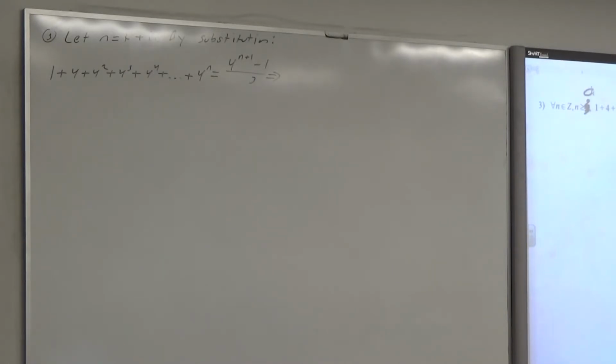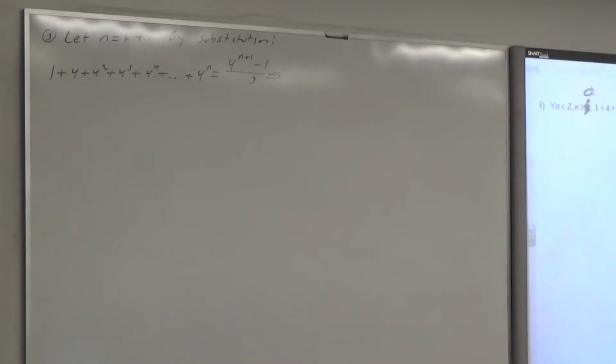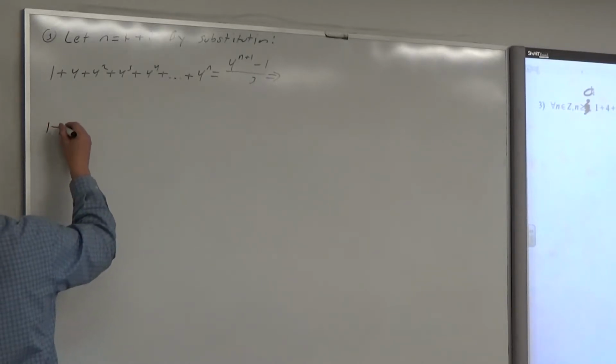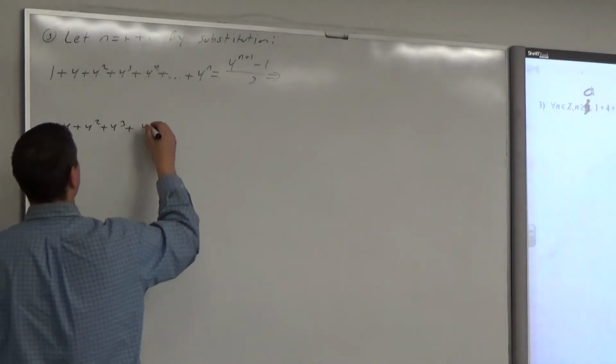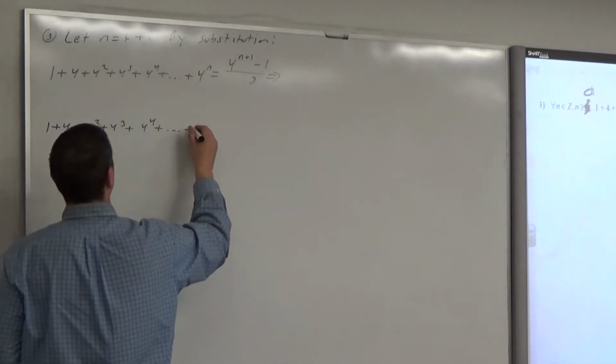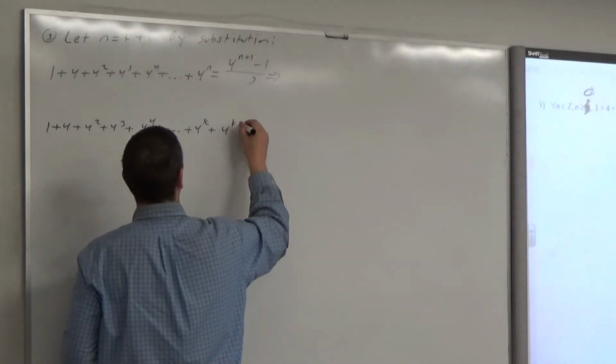Okay. So, does somebody think they might know what this is going to look like after we substitute k plus 1 back in for this? Yeah. 1 plus 4 plus 4 squared plus 4 cubed plus 4 to the power 4 plus all the way to the 4 to the power k plus 4 to the power k plus 1. Perfect. Thank you, sir. Okay.